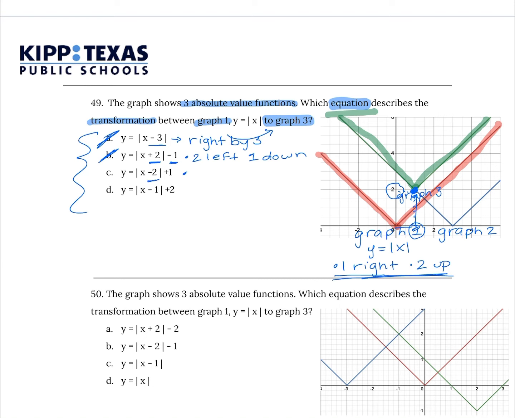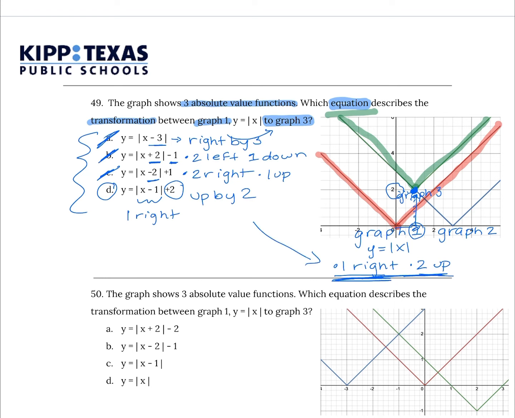This one tells me to go 2 to the right, which does not match because I only go 1 to the right, and then I go 1 up, which also does not match because I go 2 up. So my answer is D. This minus 1 tells me to go 1 to the right, and this plus 2 tells me to go up by 2, and it matches.